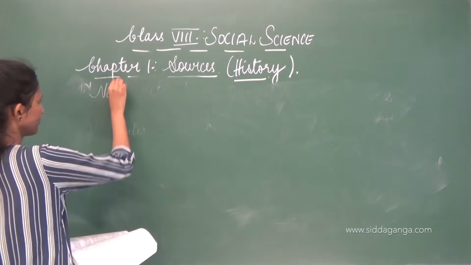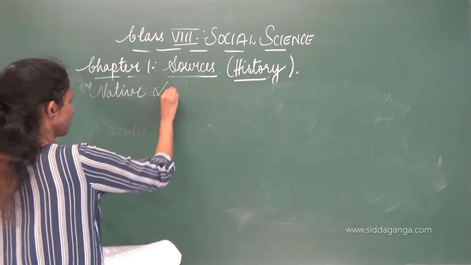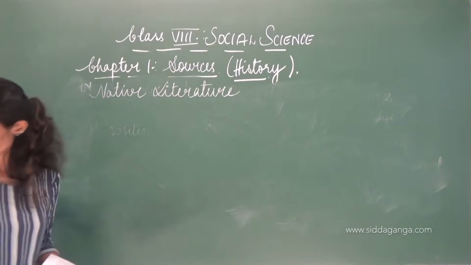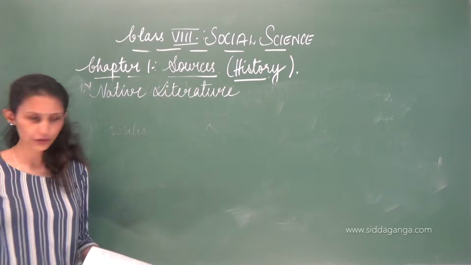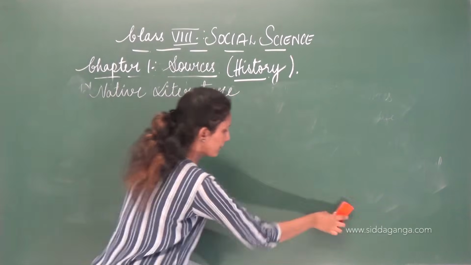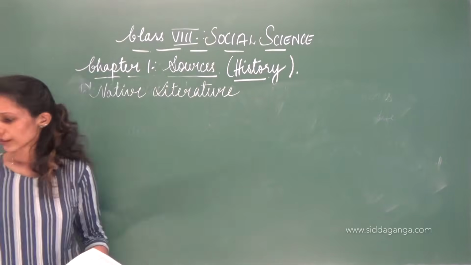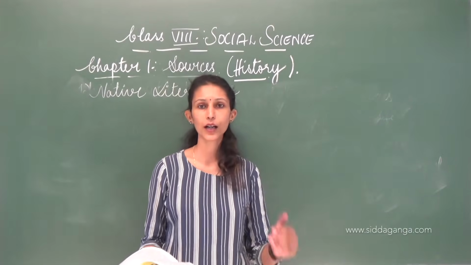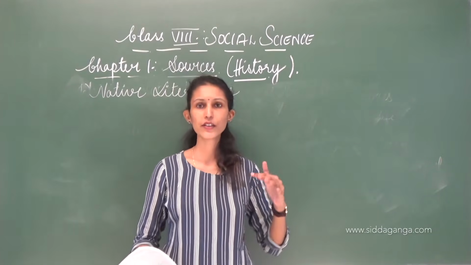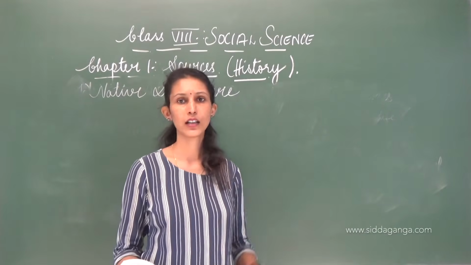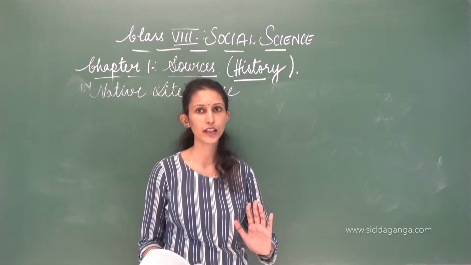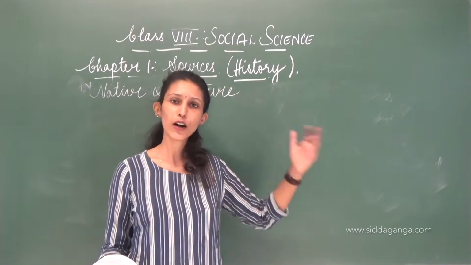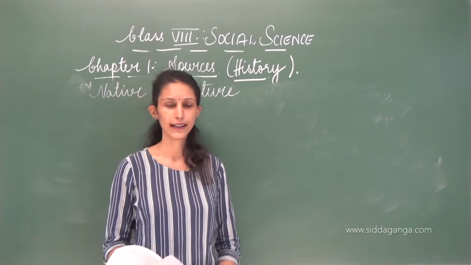Native literature. What is native? Have you heard anybody saying, where is your native? Your place you belong to. Originally the place where you belong to. Now, native and foreign. Native is what has happened in our land, foreign is what is outside. Understand that basic meaning. Native is what people have contributed in our land, and foreign is whatever has happened outside our land.